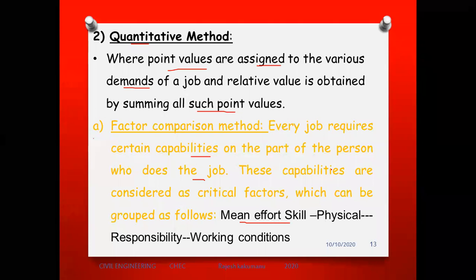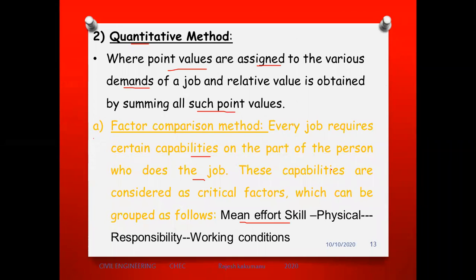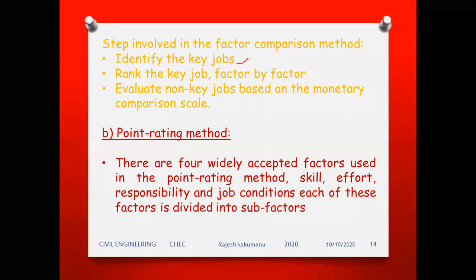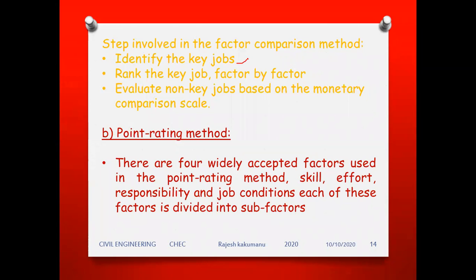So ఇలాంటి capabilities మనం ఏం చేస్తున్నాము factor comparison method లో we are considering them as critical factors అని చెప్తున్నాం. So under this they are grouped as mental effort, skill, physical effort, responsibility and working conditions. These are the things that are grouped under the factor comparison method. Next one, the steps are identify the key jobs. So ఉన్న jobs లో key jobs ఏంటి? Key jobs అంటే main jobs.